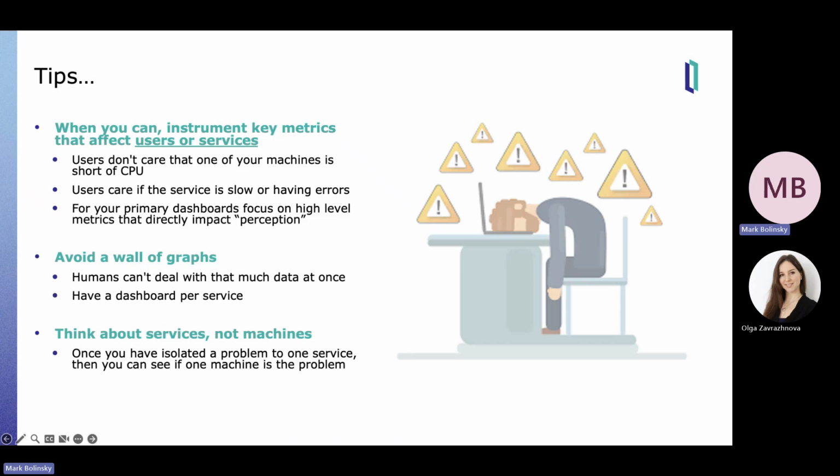So some tips. Again, instrument your metrics that actually affect the users or service. And you'll hear me often say, performance is perception, and it's absolutely true, because there's always going to be the norm. Users will always want things faster. That's just the nature of the beast. But they're not going to care whether CPU is busy or not. That doesn't impact them. It's like, well, so what? If CPU is busy, great, but I'm getting poor response time.